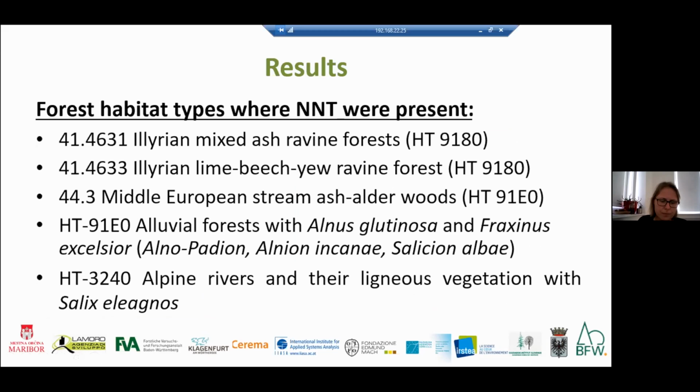From the analysis we did, we also looked at forest habitat types. We crossed them with non-native trees. So here we present the habitat types where we can find the non-native trees. We find 5 habitat types, but that doesn't mean that non-native trees exist only in these 5 habitat types. It only means that we have data for these 5 habitat types.